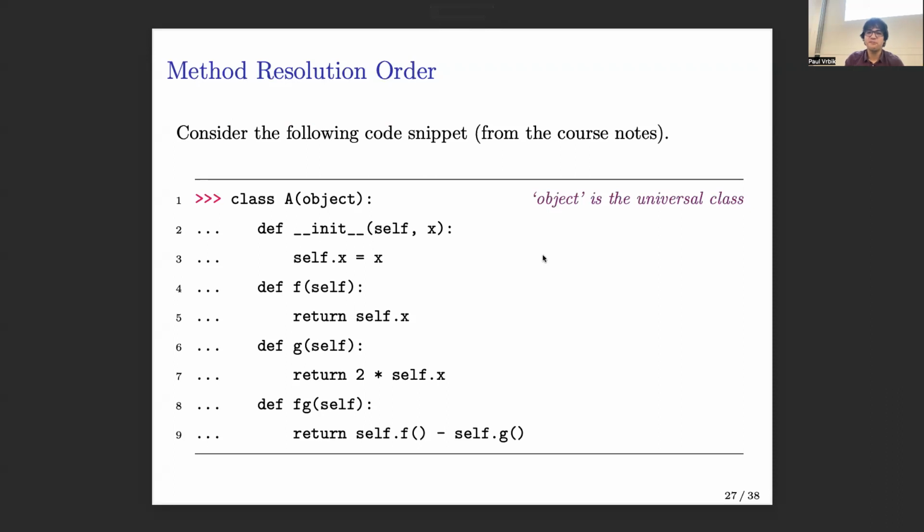Considering the following code snippet from the course notes, you will either want to take a picture of this or write it down because I have some questions regarding this. But it's also not too hard to remember what this object is doing. So I'm just going to contrive a class called A, and A is as high up as you go. It's inheriting from the most generic type of object, so expect A will never inherit from anything. All this object does is store one variable, x. It has an F method that just returns x. It has a G method that doubles x. And then it has an FG method, which just returns the difference of the previous two methods.